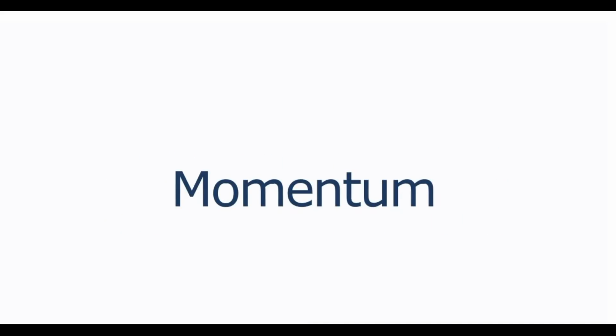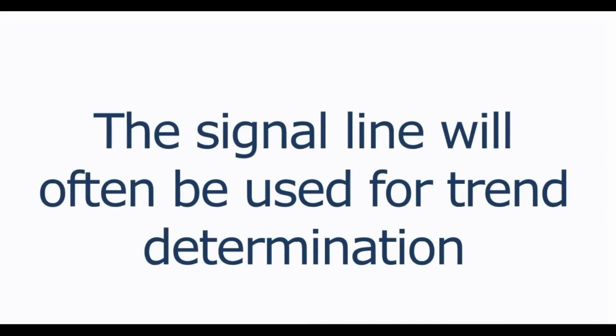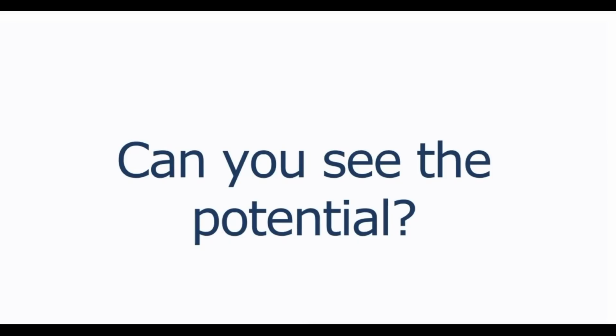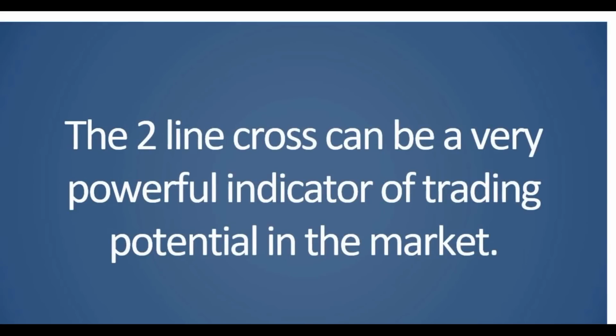But to make it simpler, think of it as measuring the rate of change of price. The signal line in the MACD is slower due to its setting, and traders will often use that as a trend determination tool, either using multiple time frames or just one trading chart. And knowing that we measure trend and momentum, you may already see how we can use the MACD to actually trade with when we use both the MACD line and the signal line to alert us to possible changes in the market. The two-line cross can be a powerful indicator of trading potential in the market.